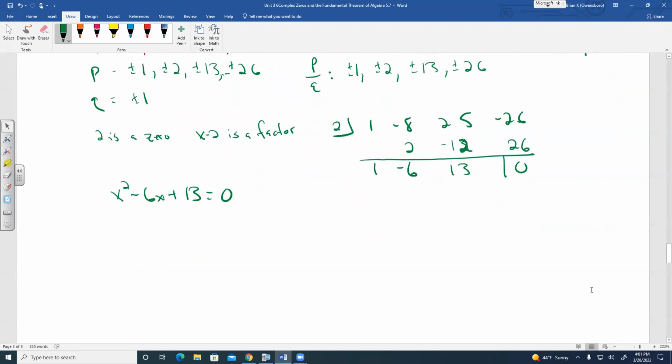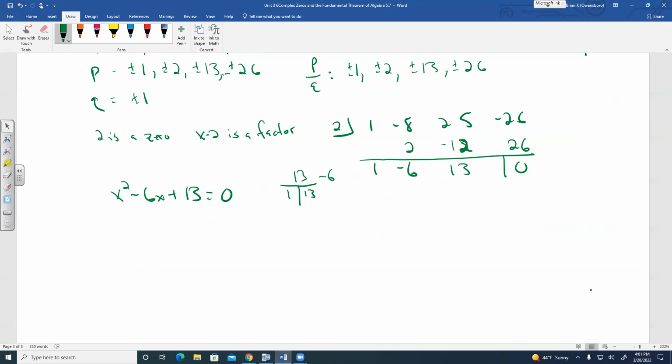So what we look at then is, what are the factors of 13? Well, the factors of 13, there's only 1 and 13. There's no way that's going to give me a -6. So this tells me that it's not factorable. So the only way to solve this quadratic equation is to actually use the quadratic formula.